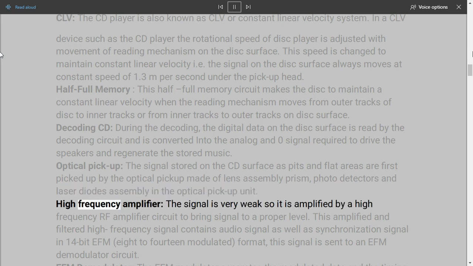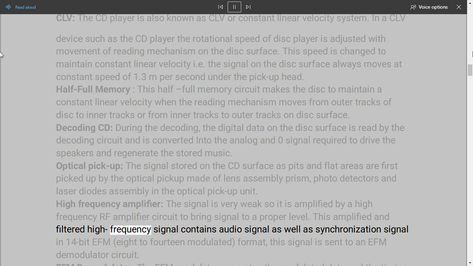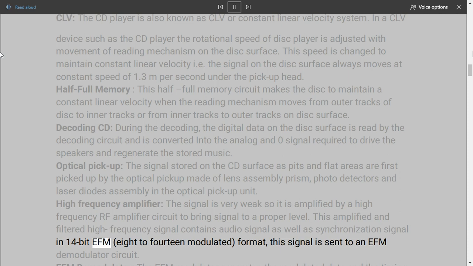High-frequency amplifier. The signal is very weak, so it is amplified by a high-frequency RF amplifier circuit to bring the signal to a proper level. This amplified and filtered high-frequency signal contains the audio signal, as well as synchronization signal, in 14-bit EFM, eight to 14 modulated format. This signal is sent to an EFM demodulator circuit.